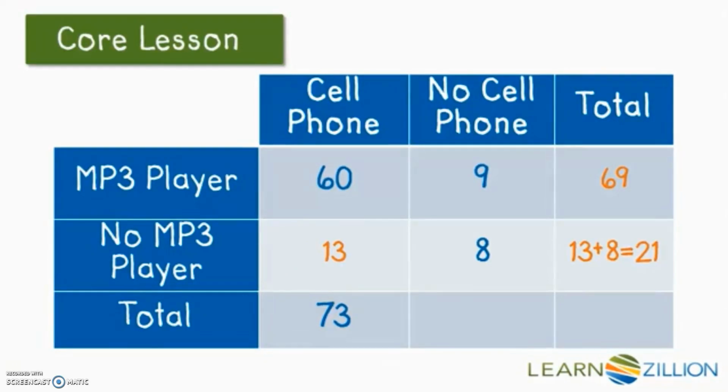Now it's just a matter of adding the columns. 9 plus 8 would be 17. So we have 17 students that don't have a cell phone. And then we would say 69 and 21, or we could say 73 and 17. Either way, we should get the same answer. And in this case, it is 90. So now that long word problem has been simplified, and we've even added in more information and organized all of it in this two-way table.